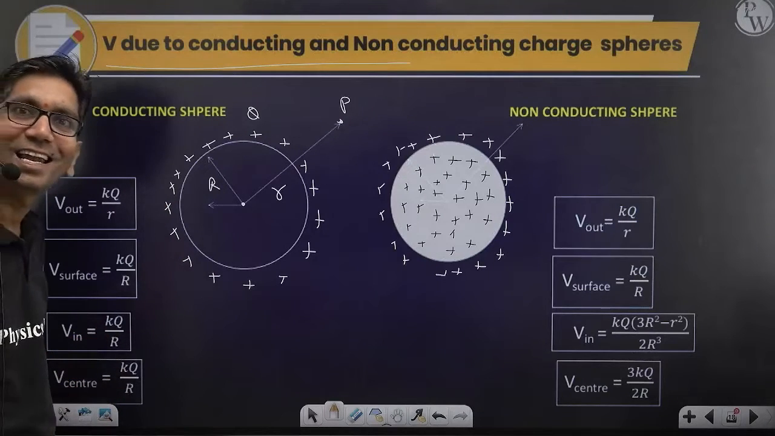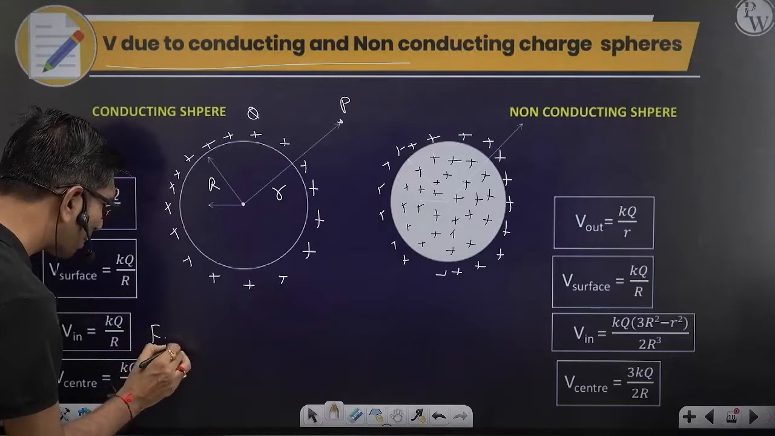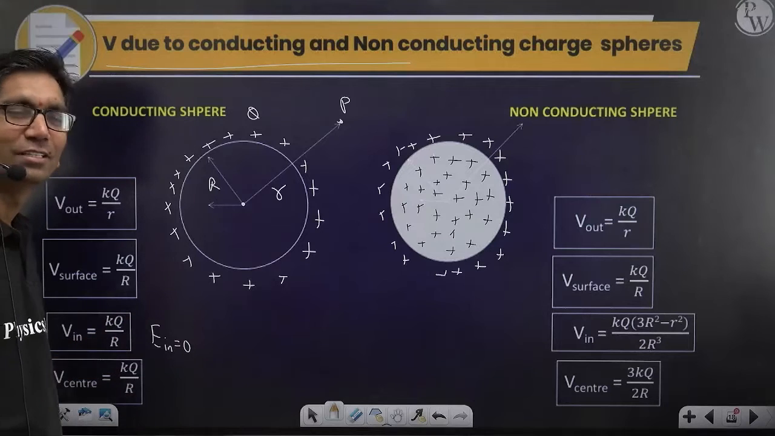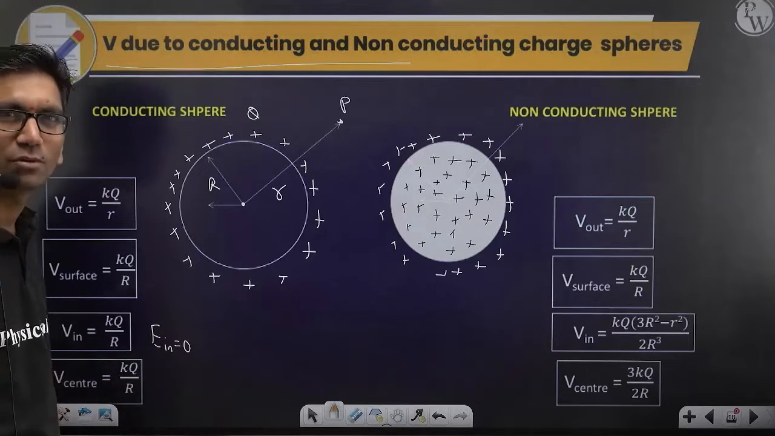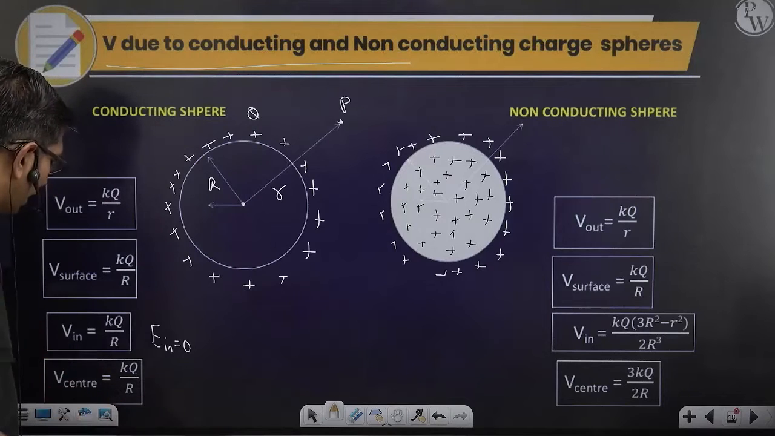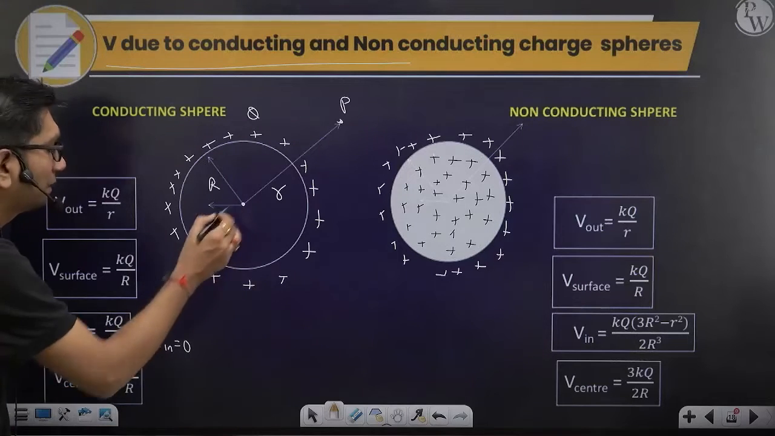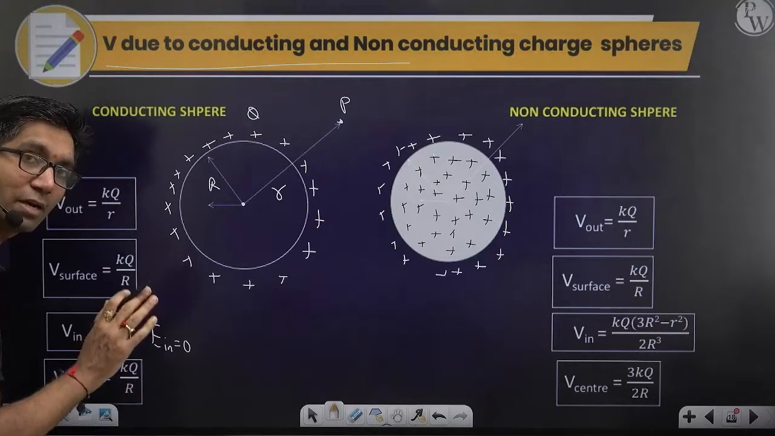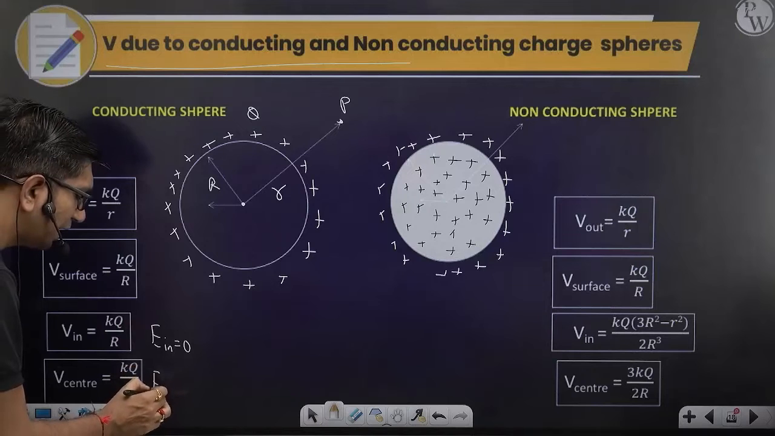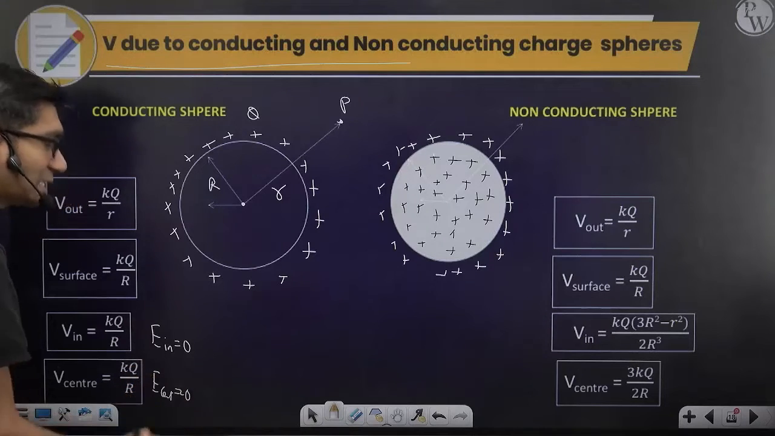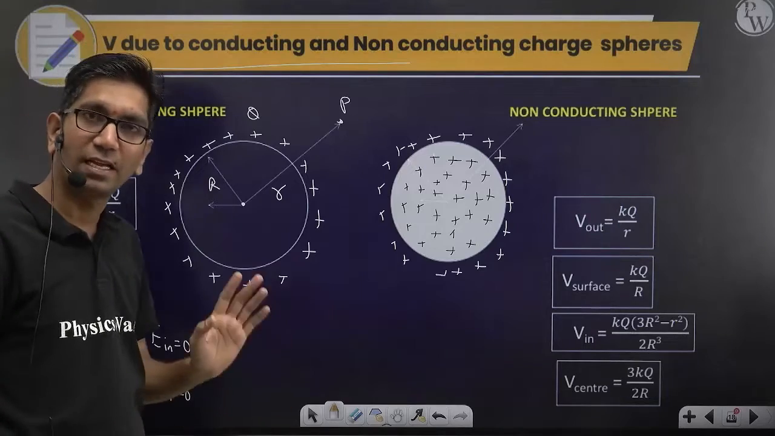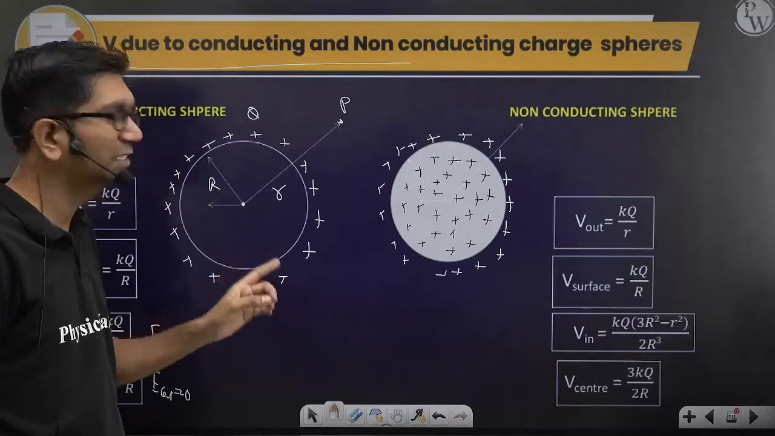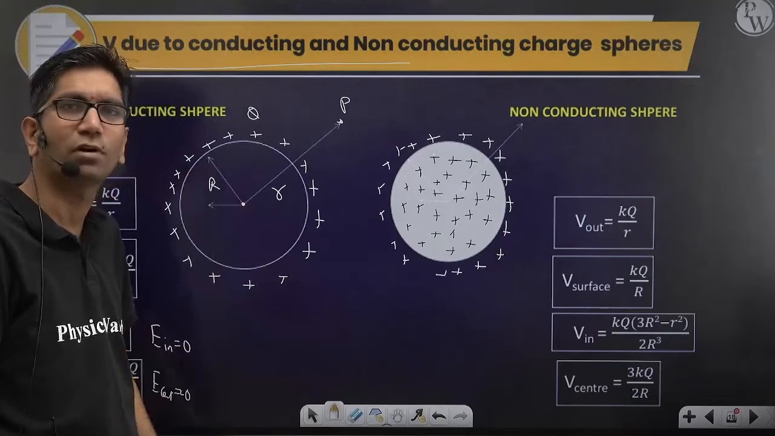is KQ by R. Sir, electric field intensity inside we got 0 because there is no charge, but electric potential we got nonzero? Actually there is a proof, but I can't explain it now. The electric potential at the center is also KQ by capital R. Electric field intensity at the center is again zero, as I taught you in the last class. Write down each and every point and please remember all the formulas; these are very important formulas.